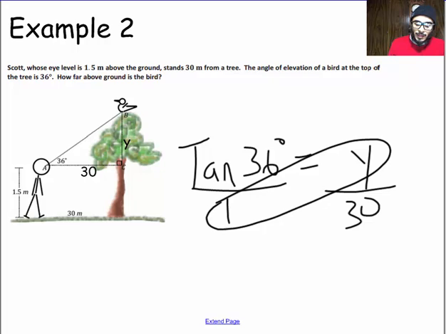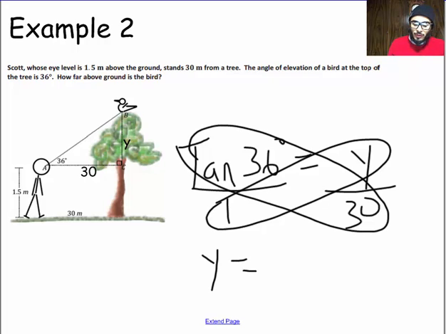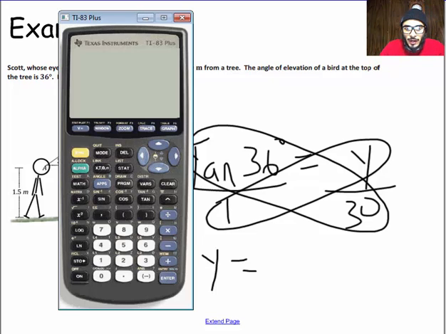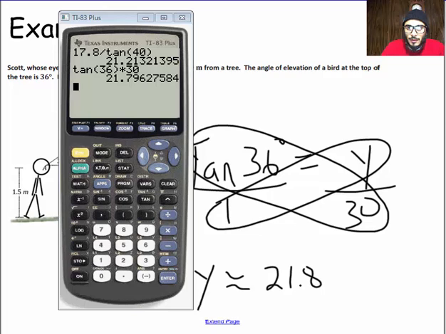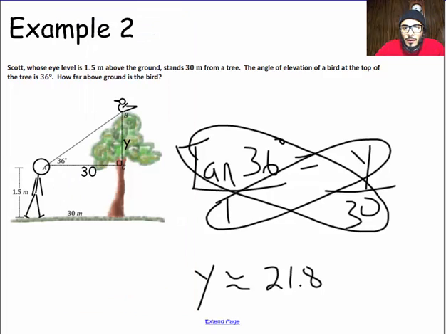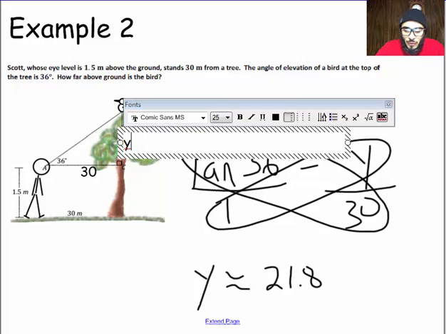We're going to cross multiply. So we get y equals the tan of 36 times 30. So let's just do that on the calculator. It's going to be the tan of 36, got to close that parentheses, times 30. And that is approximately 21.8 to the nearest tenth. We're not done. So we know that y equals 21.8.